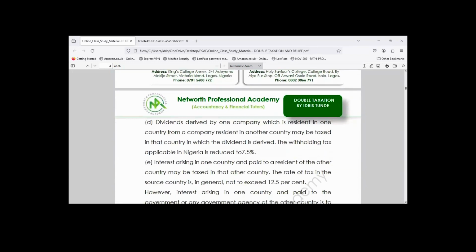Dividend derived by one company which is resident in one country from a company resident in another country may be taxed in that country in which the dividend... Dividends. One of the contents of the agreement Nigeria signed with the UK is about dividends.